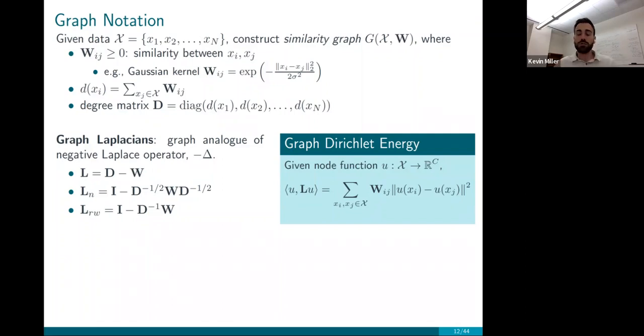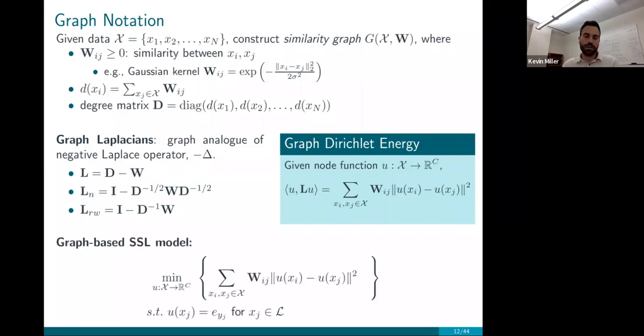So this is going to encourage node functions to have outputs that are similar at points that are similar in the graph, where similarity is captured in the topology of the graph, where w_ij is greater than or equal to 0. So then we can define a number of different graph-based semi-supervised classification models.